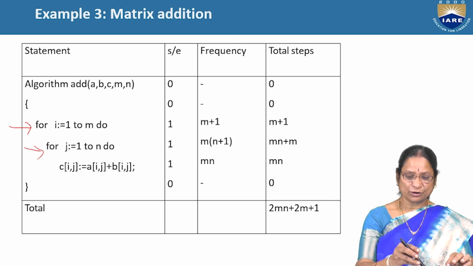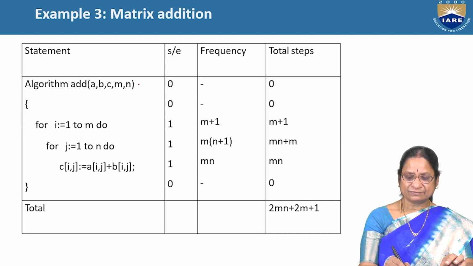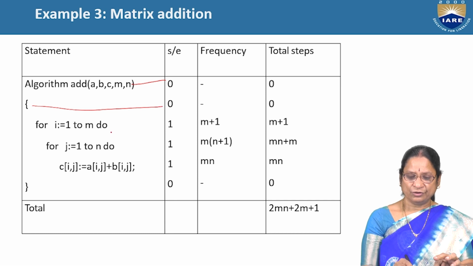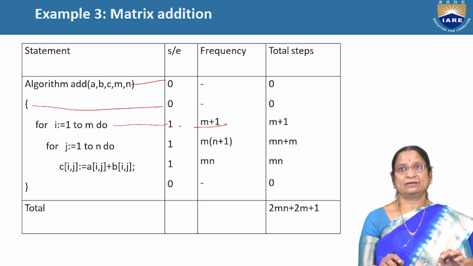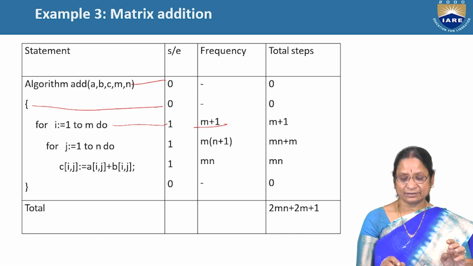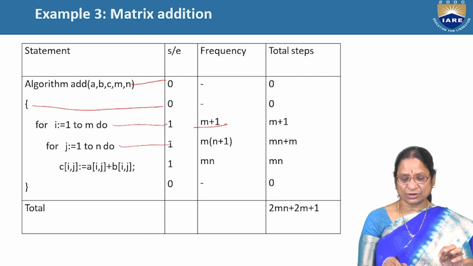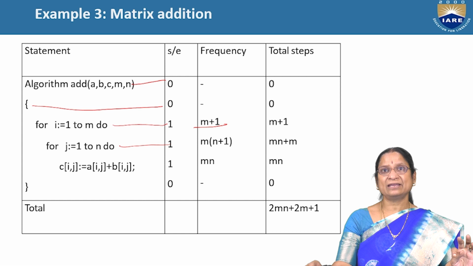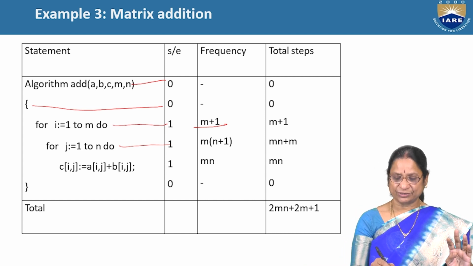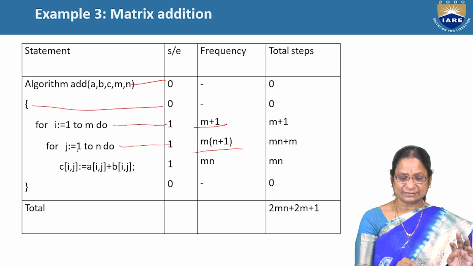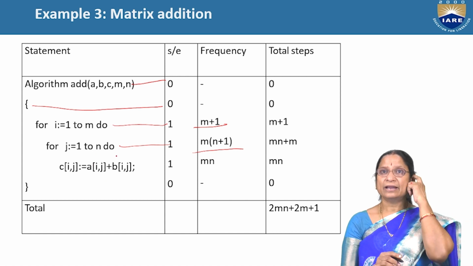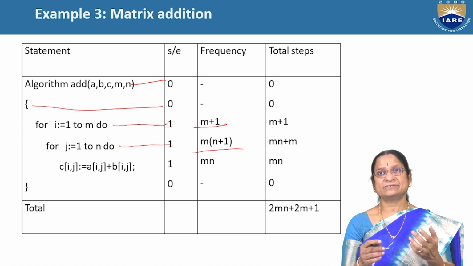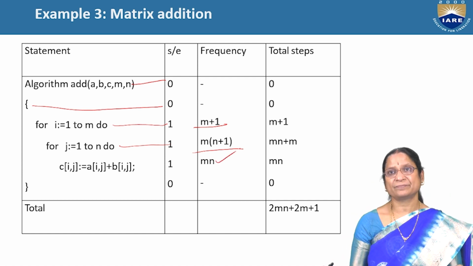Now we will calculate how many times each gets executed. This is going to be 0, this is also 0. For i is equal to 1 to m is one statement, but the frequency is m plus 1, as we discussed earlier. Here also, for j is equal to 1 to n is within the for loop of m, so it is n plus 1, but m times n plus 1 gets executed. So m into n plus 1, and C of ij gets executed n times for the inner loop into m times for the outer loop, so mn times is the frequency.